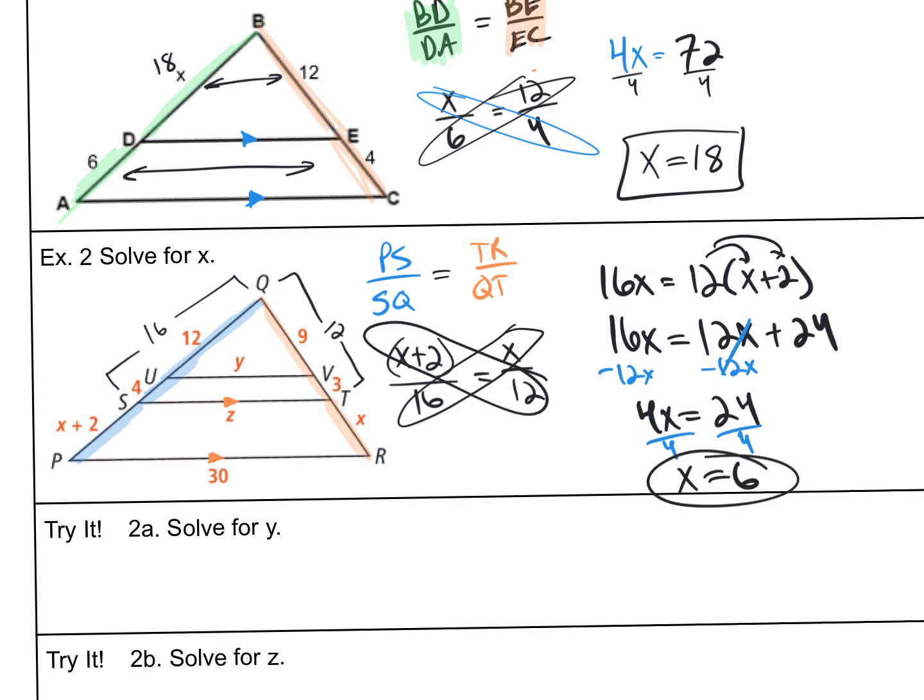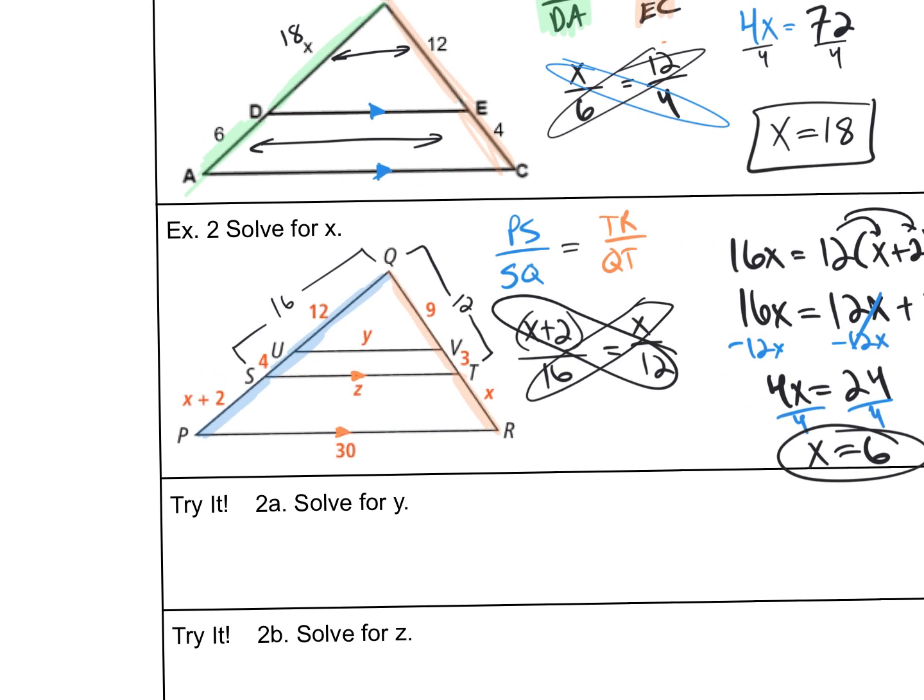So the question there was just asking us to solve for X. So in this case, we know TR would be 6. And then over here, if we took 6 plus 2, we know that this distance PS would then end up being a total distance of 8.